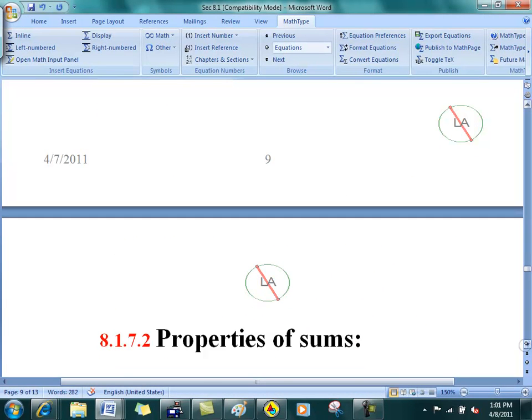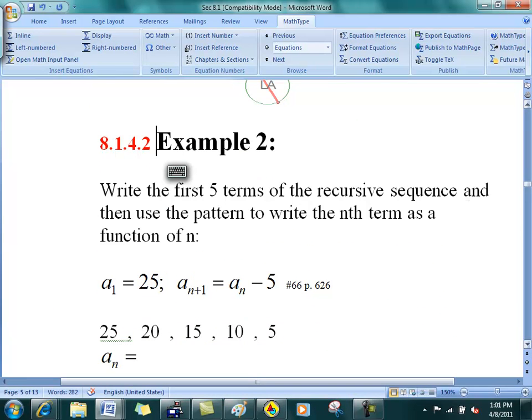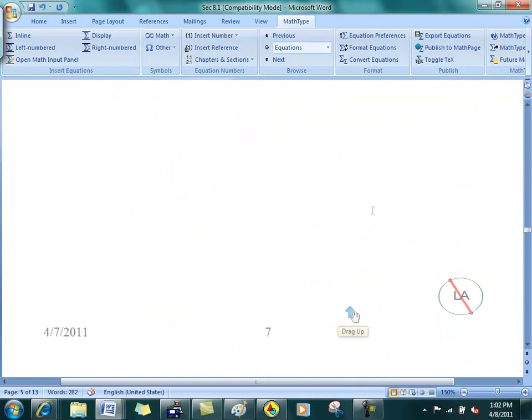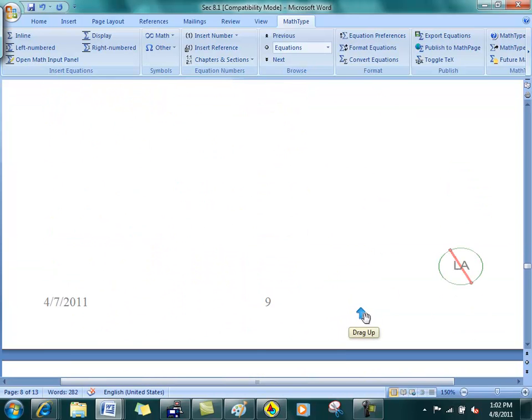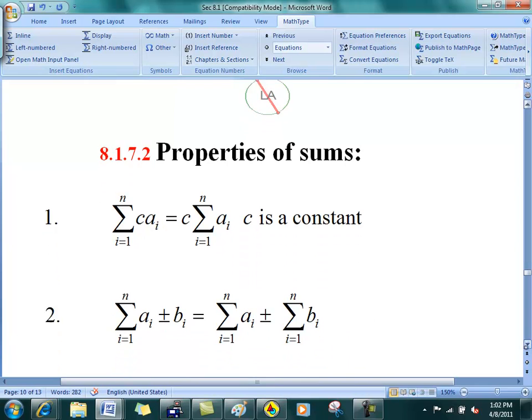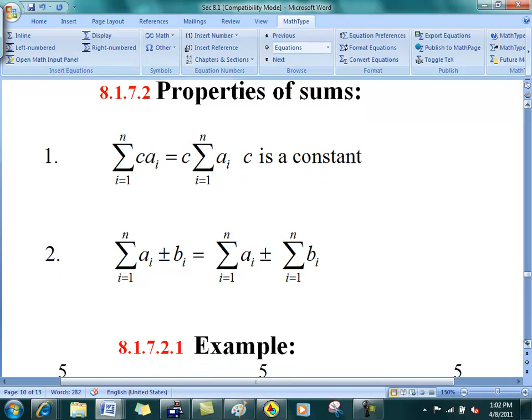Okay, next topic is a couple of properties of sums. Again, I'm going to emphasize that you really want to pay close attention to this stuff and really feel the math in there, because you're going to need this in calculus the very first week that you come into calculus. You keep using these concepts over and over again.